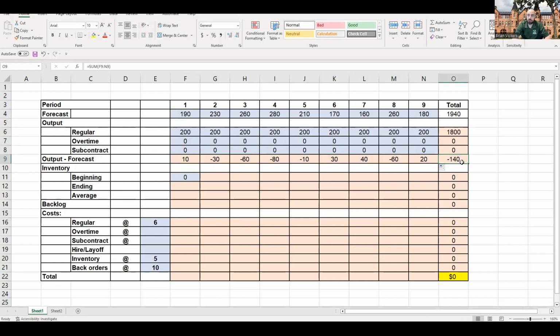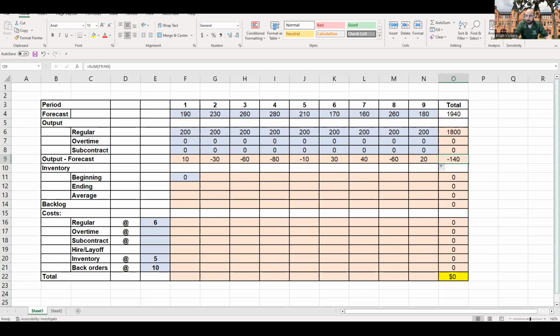Are we going to be short? Yeah, we're going to be short 140 units. So our workforce is not enough to carry it. We would have to go back and either carry the backlog, and it's going to cost us a lot of money, or we want to go back to our operations director, or somebody in charge and say, hey, we need to lift the overtime cap this period and make some more during these heavy production periods.